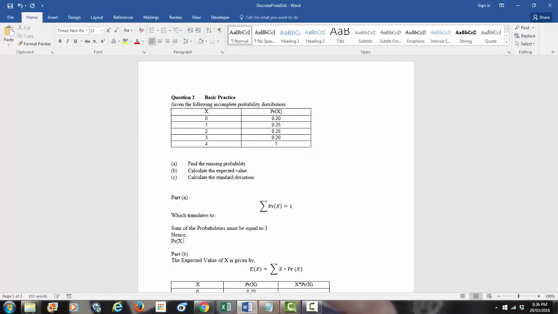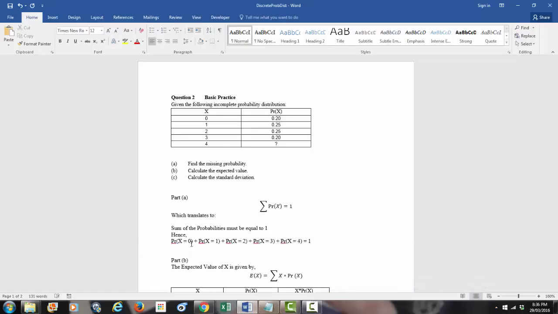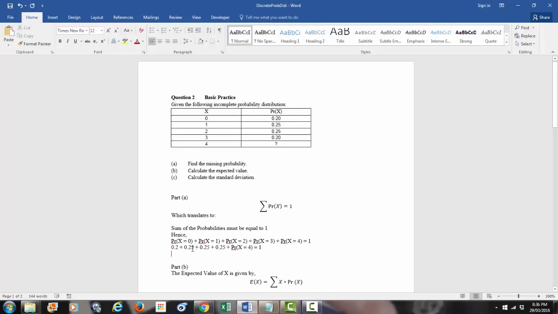So in this case, that translates to the probability x is equal to 0 plus the probability x is equal to 1 plus the probability x is equal to 2. Ignore that error message. Plus the probability x is equal to 3 plus the probability x is equal to 4 must equal 1. So all we need to do is sub in these values. So 0.2, 0.25 plus 0.25 plus 0.2 plus probability x is equal to 4 is equal to 1. If I add these values together, I've got 0.25, 0.25, which is 0.5, and this one should be 0.2, sorry. So this comes to 0.9 plus probability x is equal to 4 is equal to 1.